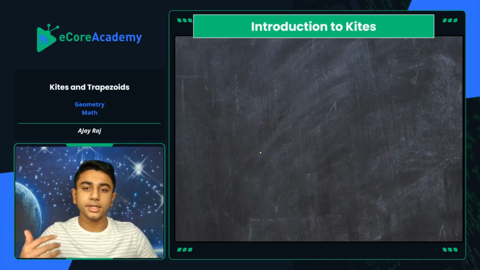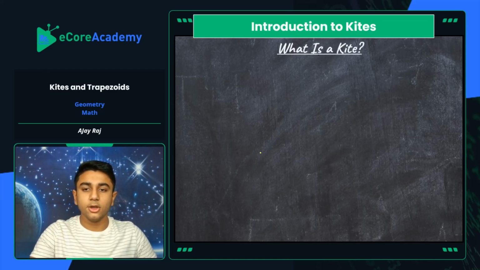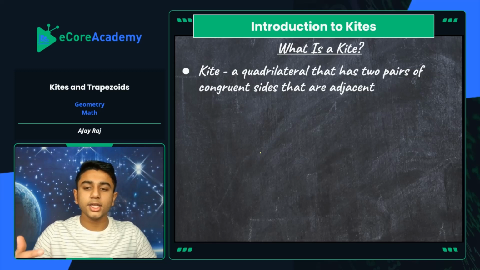So let's start off with our kites. These are new figures that I really want to introduce to you guys. So this is all about our introduction to kites. So what exactly is a kite? A kite is a quadrilateral that has two pairs of congruent sides that are adjacent. That's the only definition for a kite.